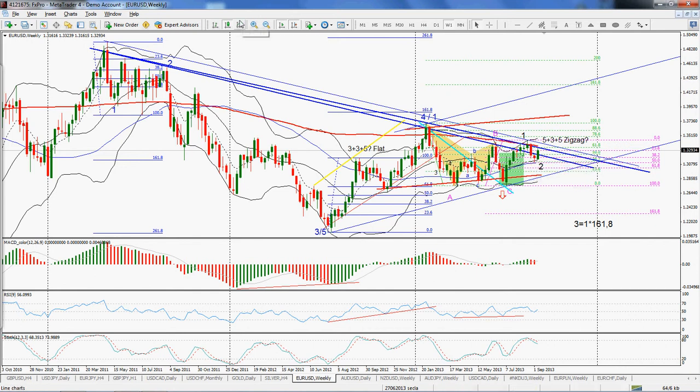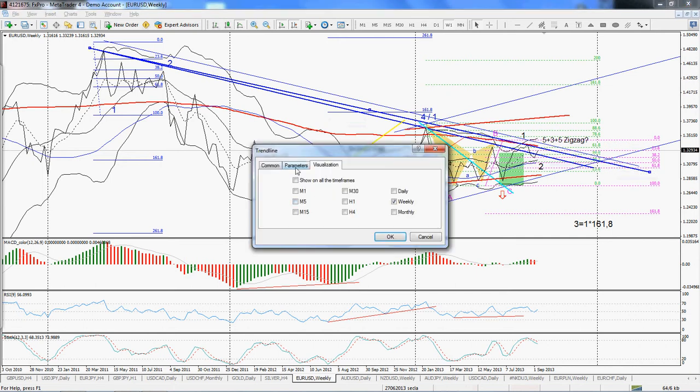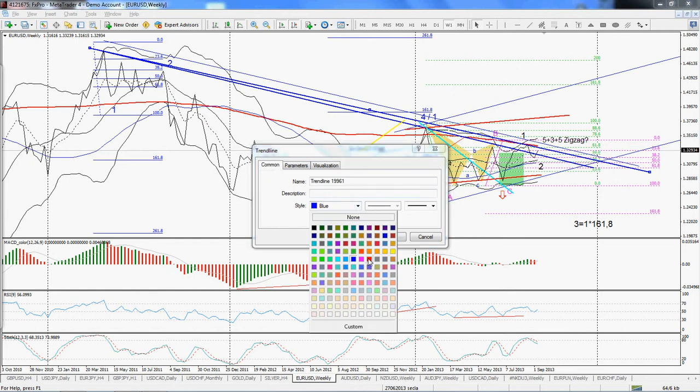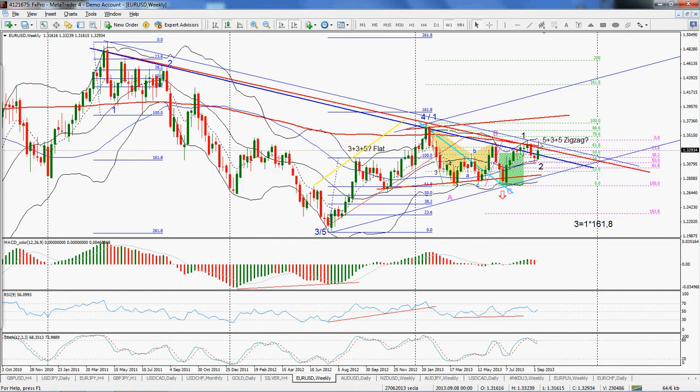Another point is I have adjusted my resistance line here. So this is the previous one, and that one is the new one. Yeah, so that's the adjusted one. Maybe let's put it in a red color. And the last one, the very thin one, this is the resistance line when you connect those upper shadows of those candles. Okay, so what we've got here at the moment, the market is still reacting to the red resistance line. So that is not broken yet.